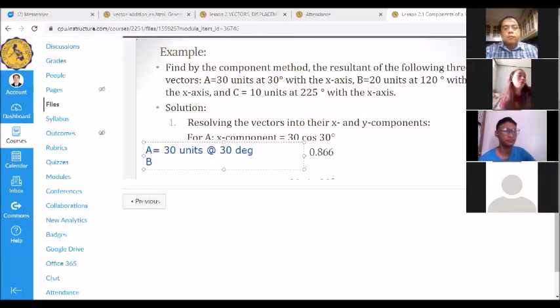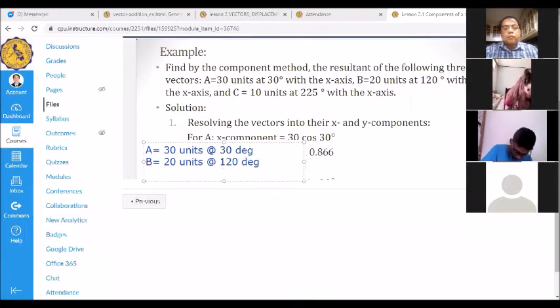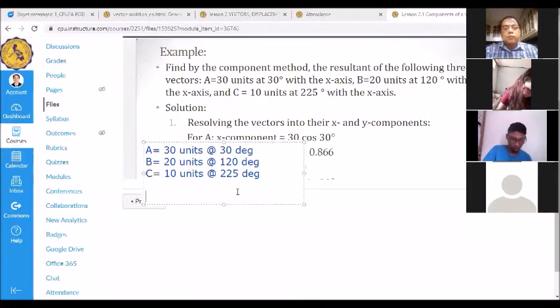Next, B, no? B is 20 units at 120 degrees. And lastly, C, no? Which is 10 at an angle of 225 degrees, no? So what we will look for again, no, is the resultant, no? So we'll look for the resultant, no?